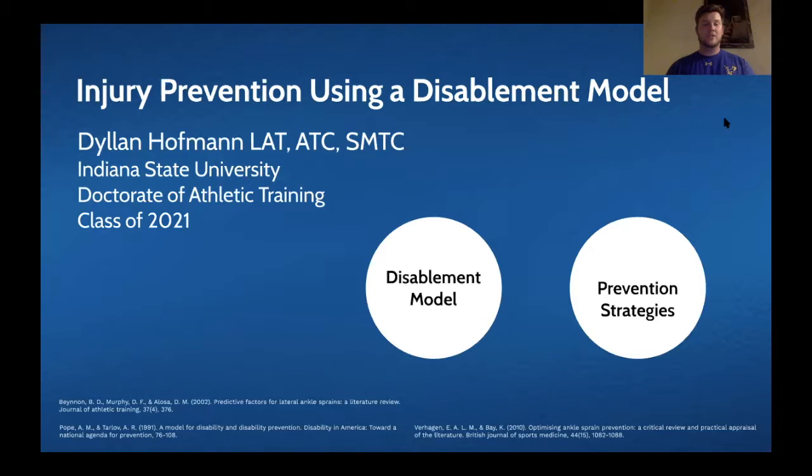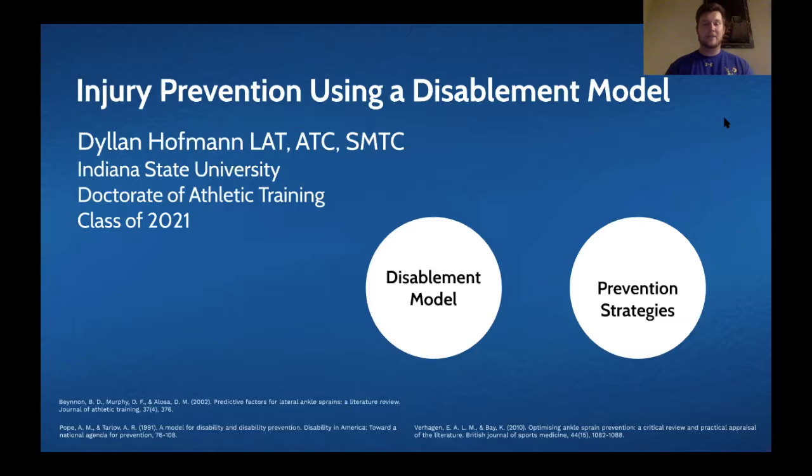So before we start with this presentation, I want to give some real quick background and how I'm going to apply this to what I've been seeing in my own practice. In my own practice, I've had a large number of my lower extremity injuries in the last 2 months being lateral ankle sprains. And so I've done some looking into what are some of those risk factors? How do those apply to this disablement model? And specifically, how does that apply to a disablement model for injury prevention?